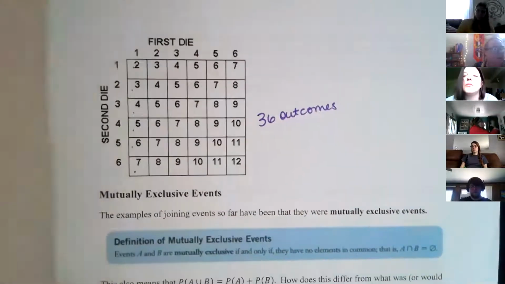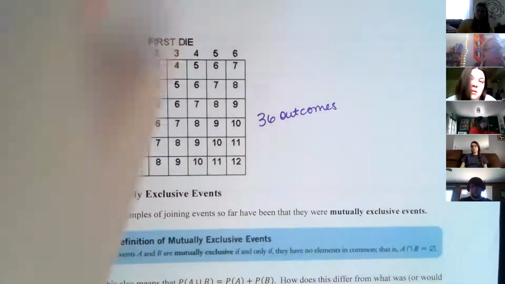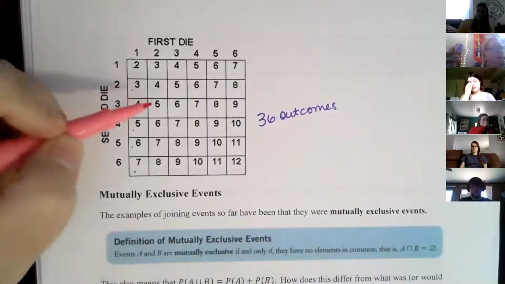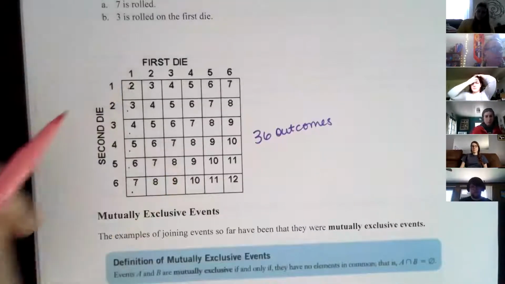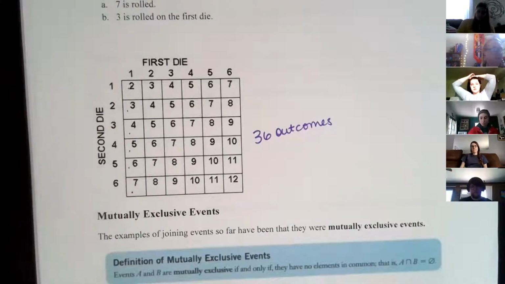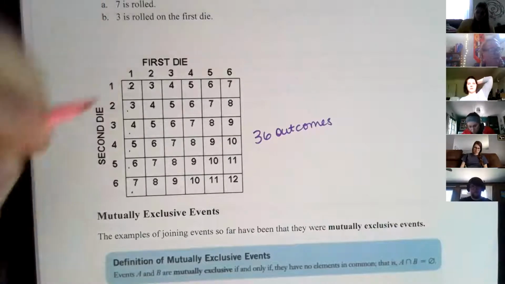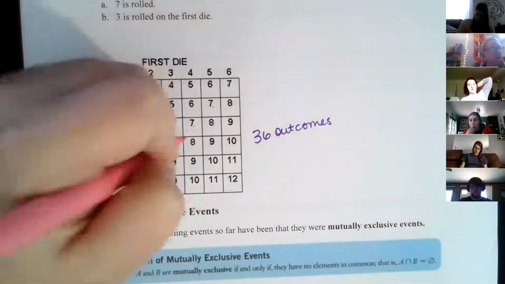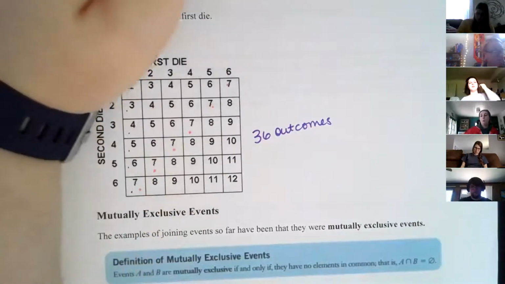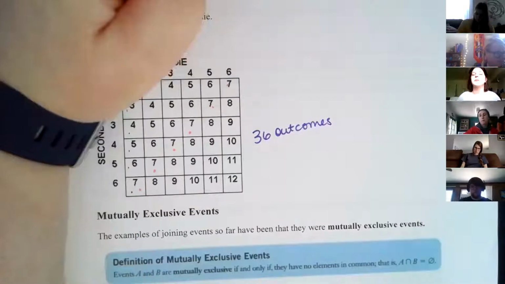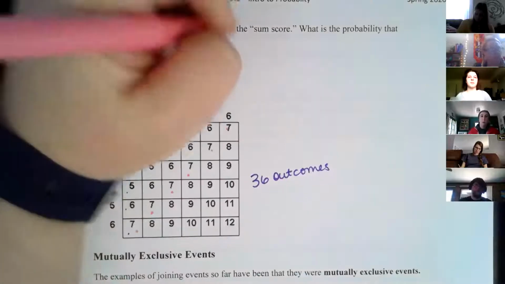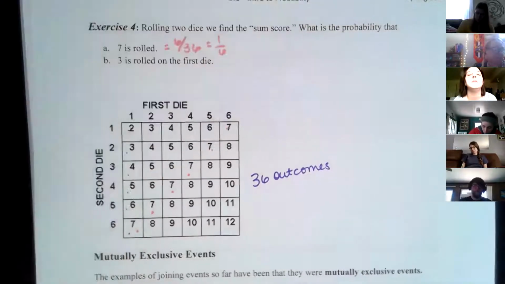Okay, so if I look at that, 36 total outcomes, what is the probability that a 7 would be rolled? 6 out of 36. So 1, 2, 3, 4, 5, 6. Or 1/6 of the time.